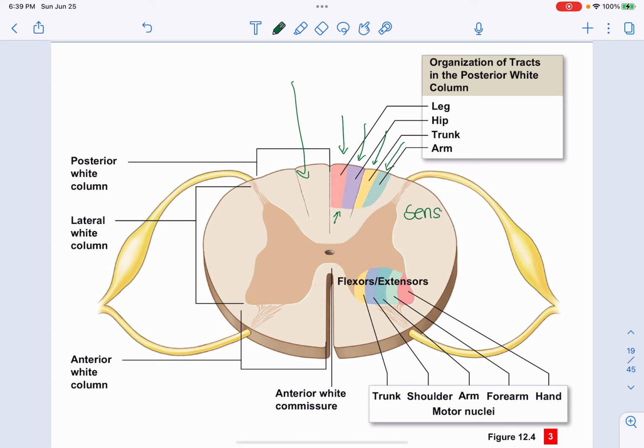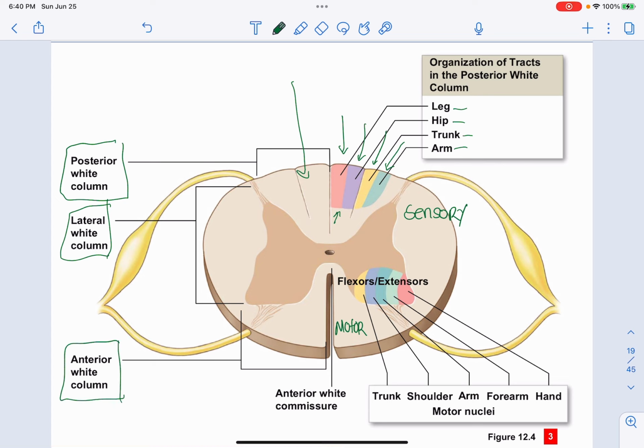So you can see how here in this pink color, this is information that is coming from, because again, sensory information is here and motor information is here. So sensory information from the leg, the hip, the trunk, the arm, it all has a very specific place on the spinal cord where that information will get relayed back to the brain. All of these regions are then categorized. So you have the posterior white columns, lateral white columns, and anterior white columns.